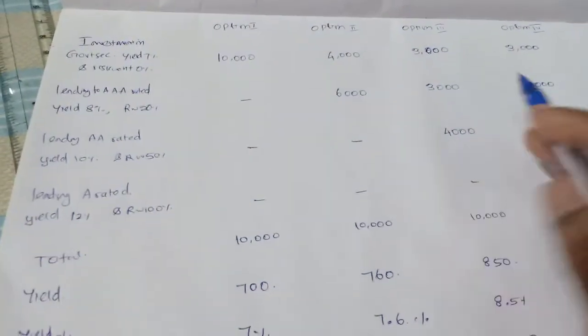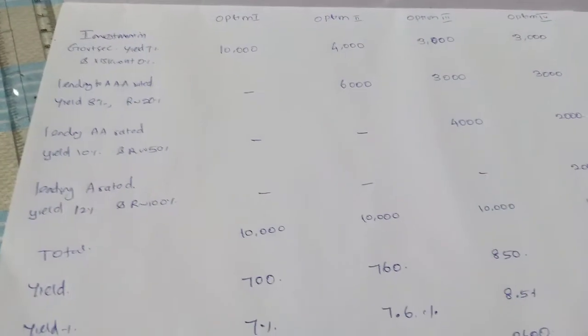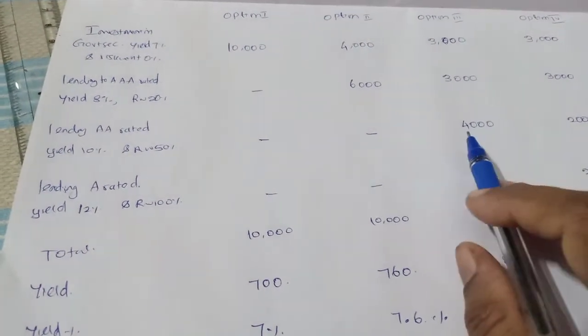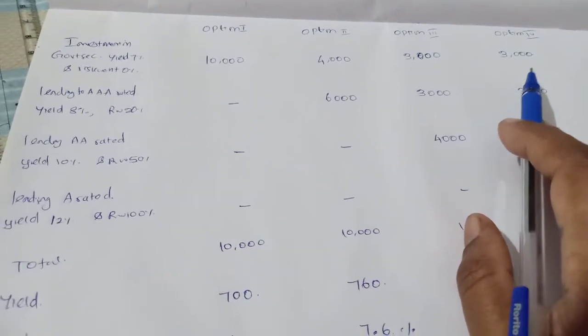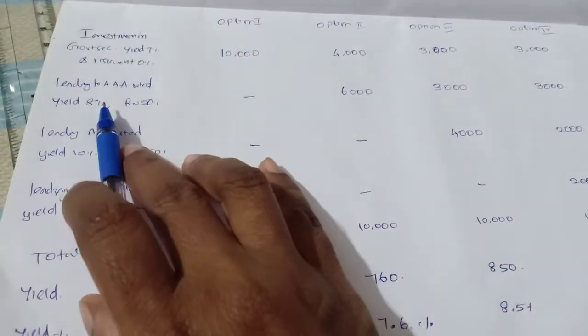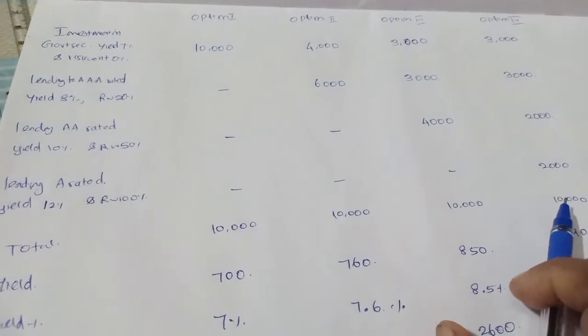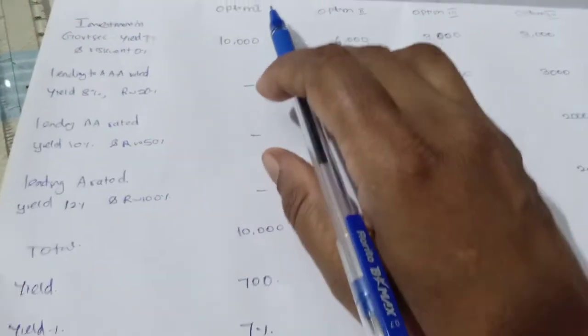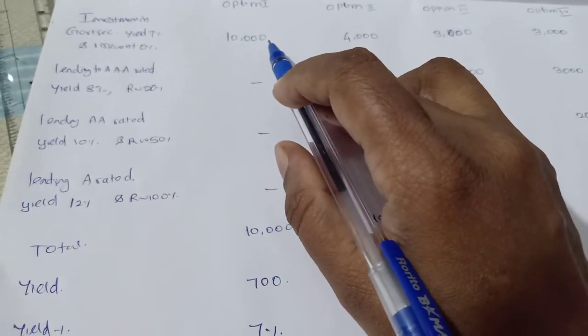For option 3, 3,000 is invested in government securities, 3,000 in AAA rated, and 4,000 in AA rated. And for option 4, 3,000 is invested in government securities, 3,000 in AAA rated, 2,000 in AA rated, and 2,000 in A rated. So next, I am going to calculate the yield.